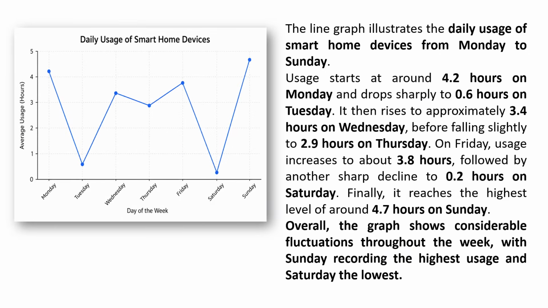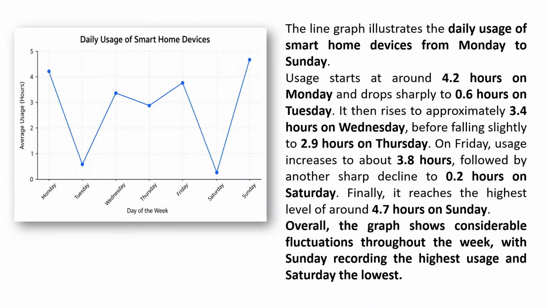The line graph illustrates the daily usage of smart home devices from Monday to Sunday. Usage starts at around 4.2 hours on Monday and drops sharply to 0.6 hours on Tuesday. It then rises to approximately 3.4 hours on Wednesday, before falling slightly to 2.9 hours on Thursday.